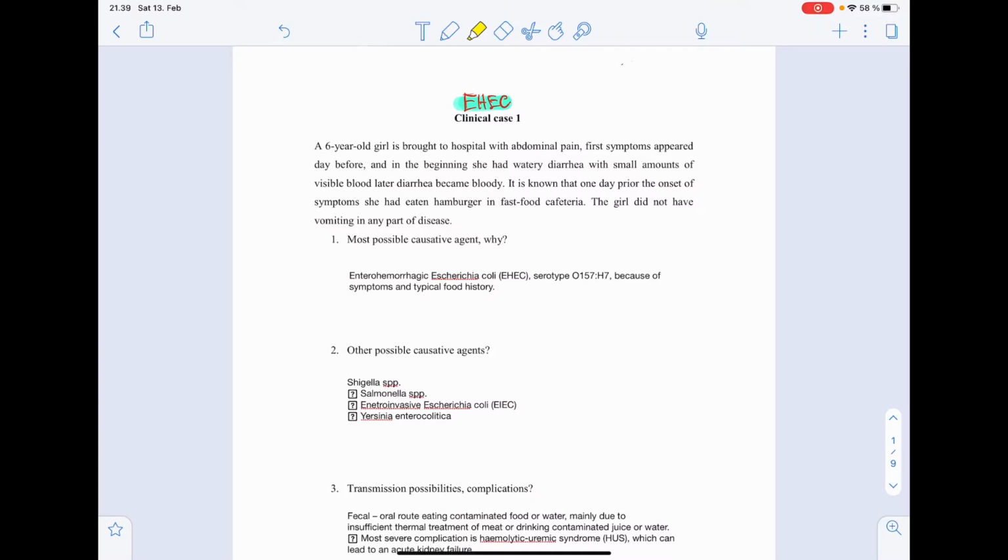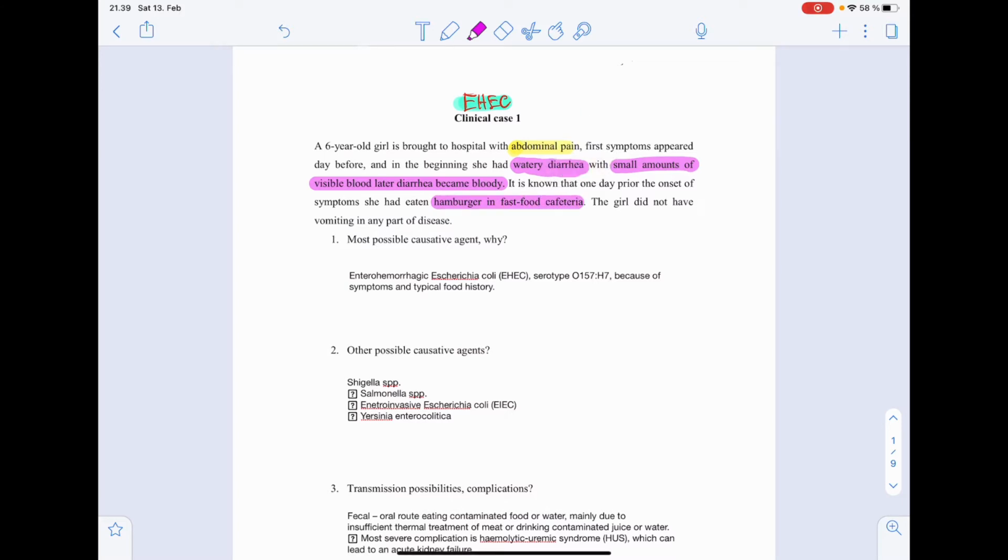The first symptom that appears is abdominal pain. Then there is watery diarrhea. This is the main hint we can use, that watery diarrhea. And then a small amount of visible blood with the stool, so it identifies more precisely that it could be EHEC. And another most important thing is the patient ate a hamburger in a fast food cafeteria.